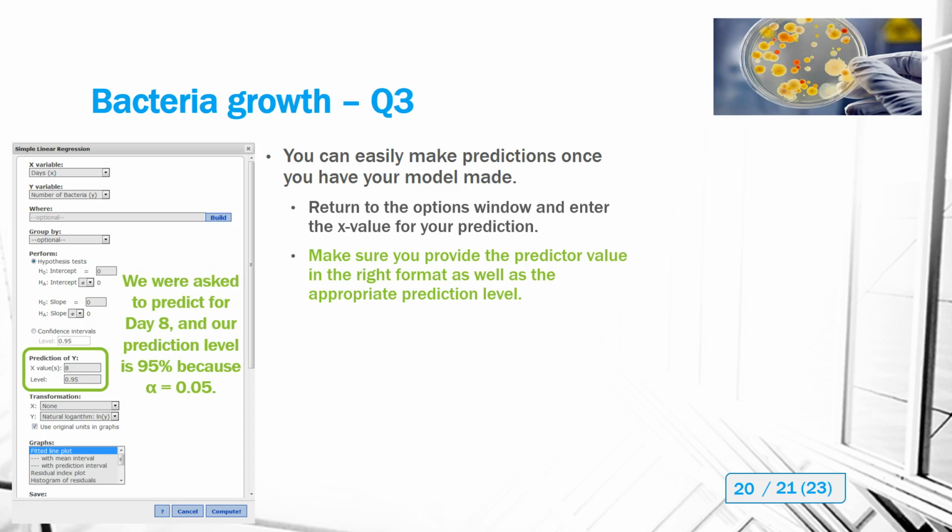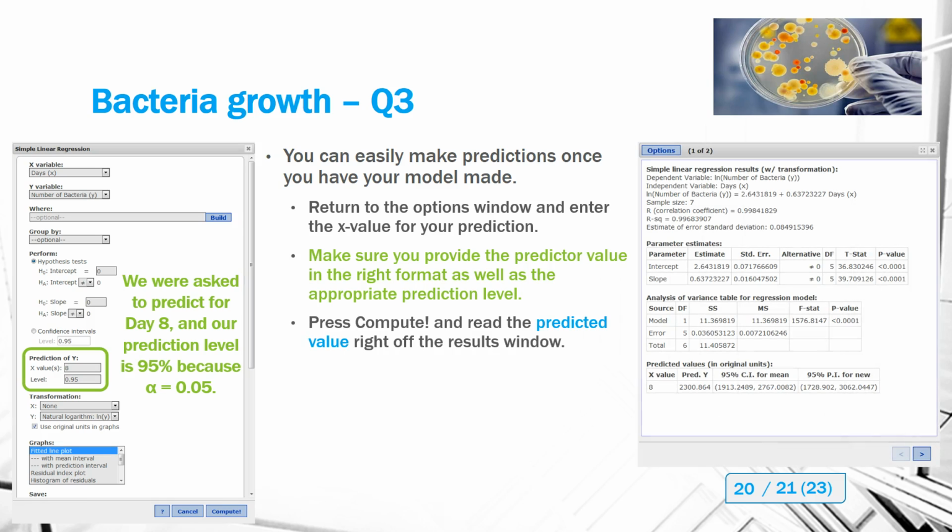We were asked to make a prediction for day 8, and we were told that alpha was at 5%, so that means we have a prediction level of 95%. So I put those values in and then press compute, and then I just read the predicted value right off the results window. So here down below I can see there's going to be about 2,300 bacteria at the end of day 8. Again, if we want to make a prediction interval instead of a predicted value, we can just read that right off the table as well. It's there on the end.